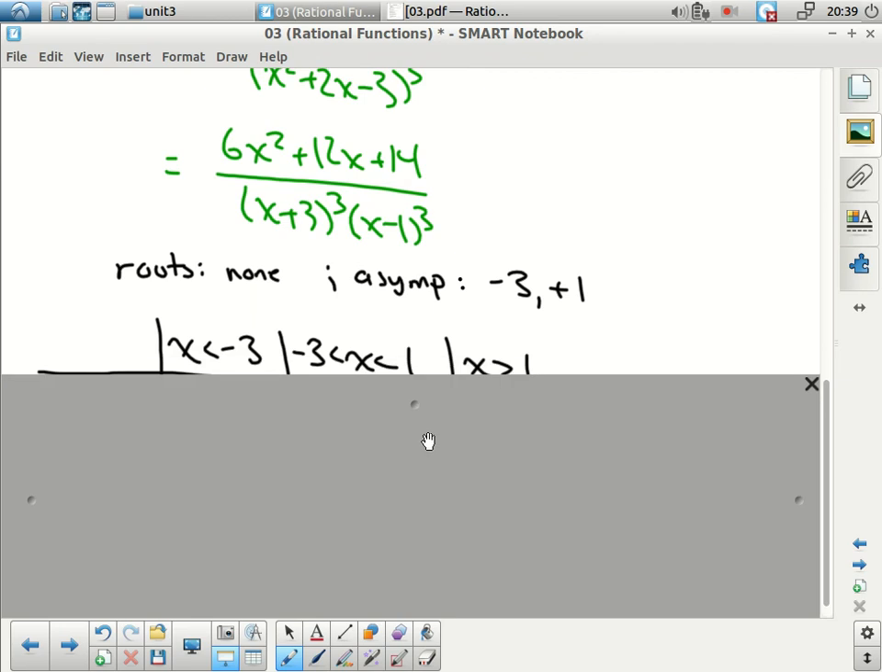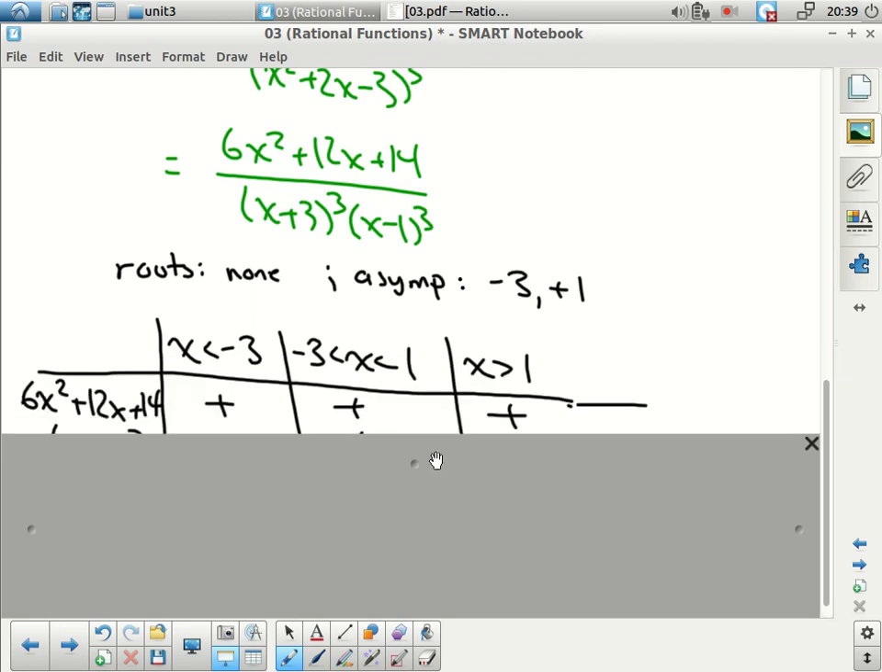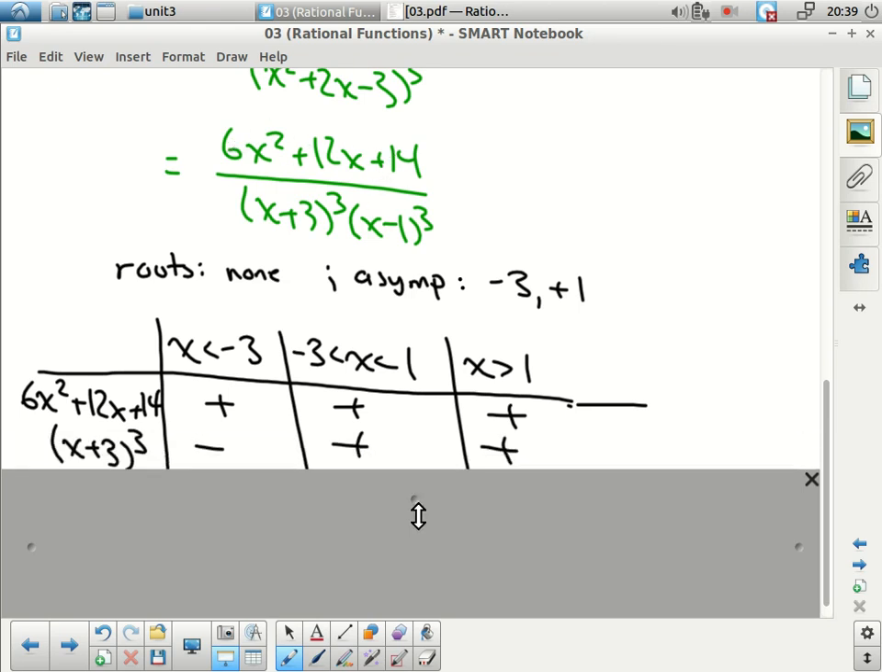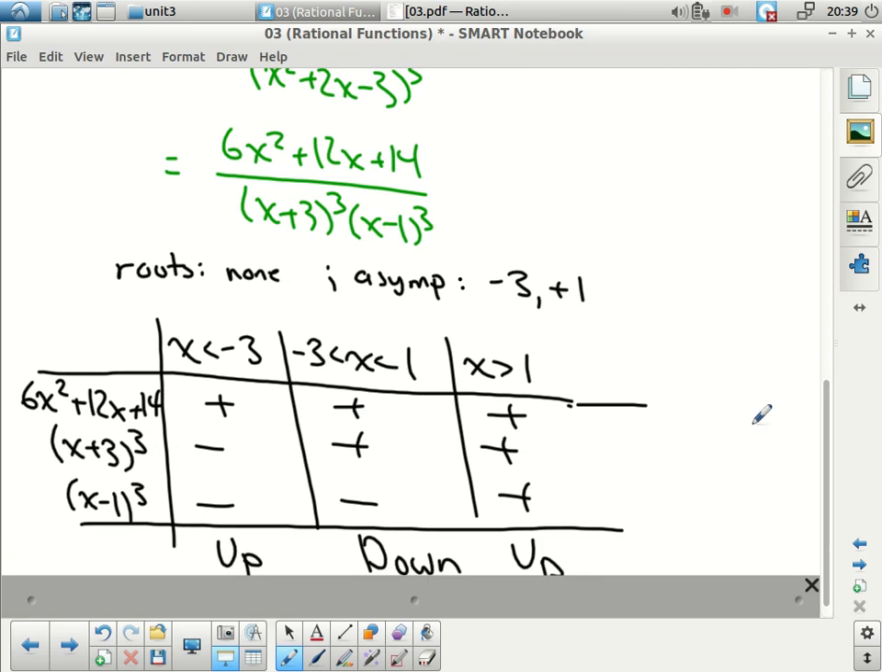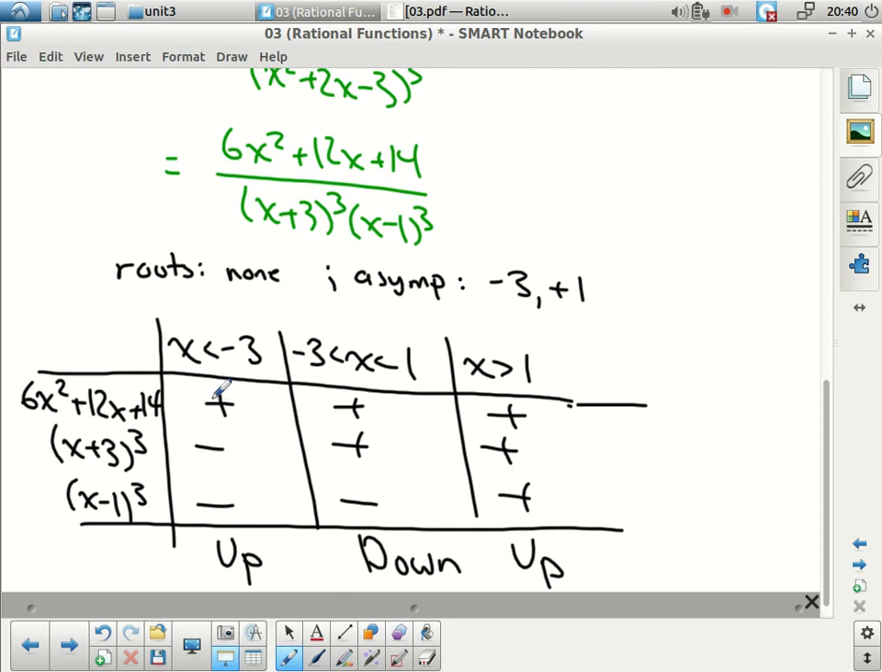So again, we do an interval chart. The term on the top doesn't factor, and no matter what you pop in there, you get a positive result. We have our factors from the bottom. So overall, my second derivative is going to be positive here, which means it's concave up. It's negative in the middle, concave down, and here it is up. So again, now we have all the pieces we need to make the graph.